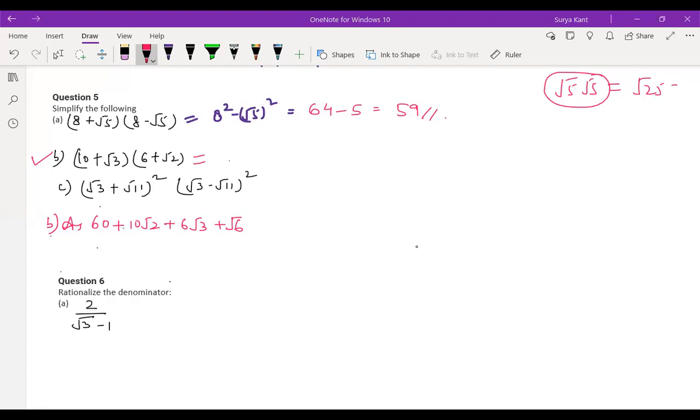Yes, sir. Okay. So 10 should be multiplied with 6 plus root 2, and root 3 also should be multiplied with 6 plus root 2. So what do we get? 10 sixes are 60, plus 10 root 2, again plus 6 root 3 plus root 6. Yes, this is the correct answer. Next, what about the last one?